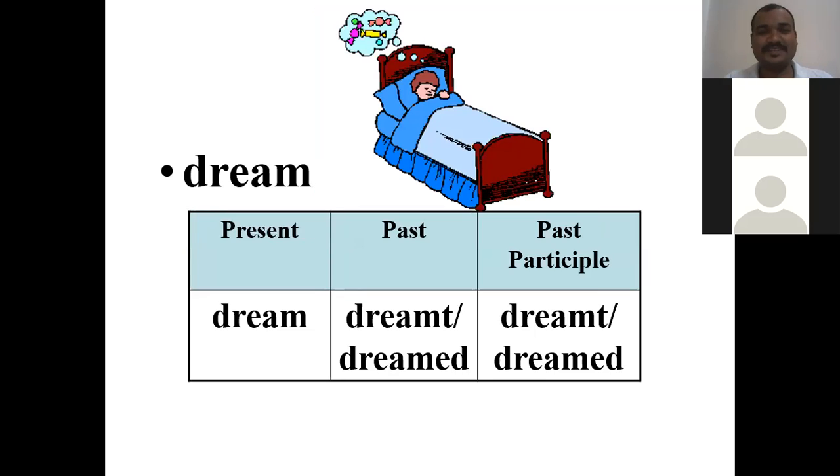Dream, dreamed or dreamt. If you pronounce, they are giving two options: dream, dreamt, dreamt, or dream, dreamed, dreamed. This is the inflected form. Mostly they don't use it in spoken English. We use dream, dreamt, dreamt.